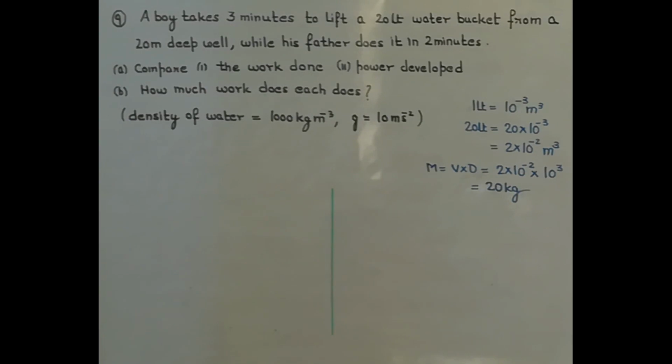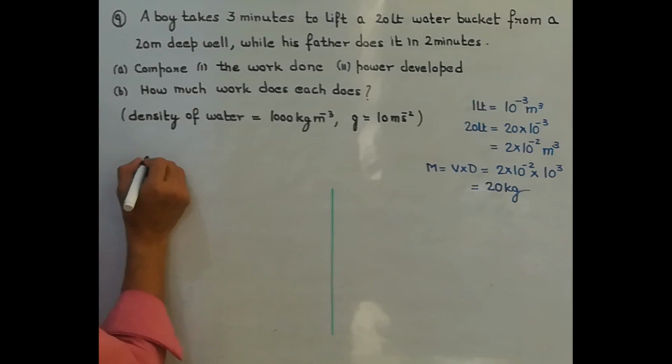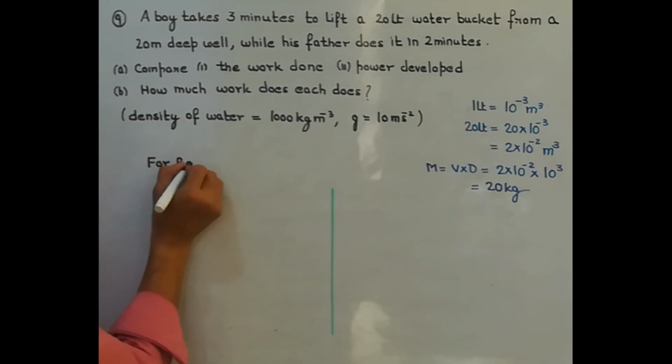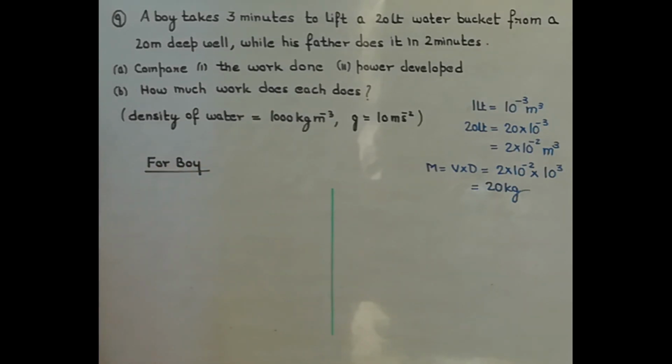It was the volume of water that was given in liters, so we have converted it into cubic meter, and with the help of that we have got the mass of water that they are lifting. Now let us do the calculation first of all for the boy. Now he is lifting water against gravity. So let us calculate his work.